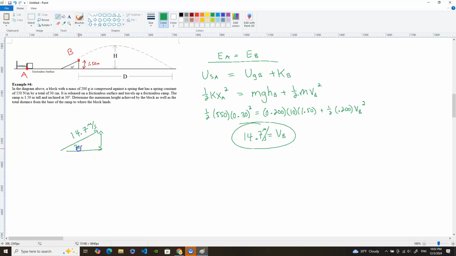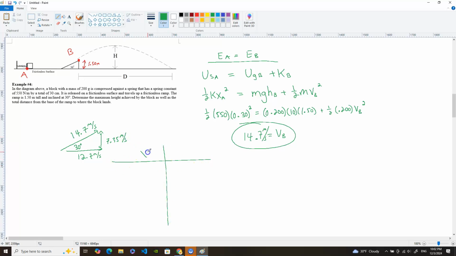This is a 30-degree angle. We'll use SOHCAHTOA: 14.7 times cosine 30. So the x is 12.7. And 14.7 times sine 30. So it's a half. 7.35.